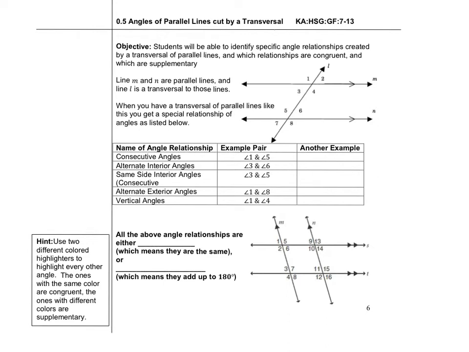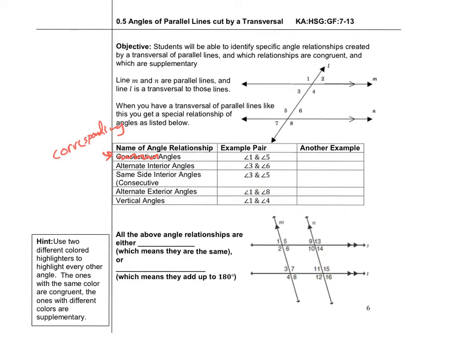So the first one here is actually a typo. It says consecutive, but that's not right. The word that we actually want there is corresponding. So cross off consecutive and put corresponding. And what that means is that they're in the same corner. So the example they give you is 1 and 5, those are in the same corner, okay?